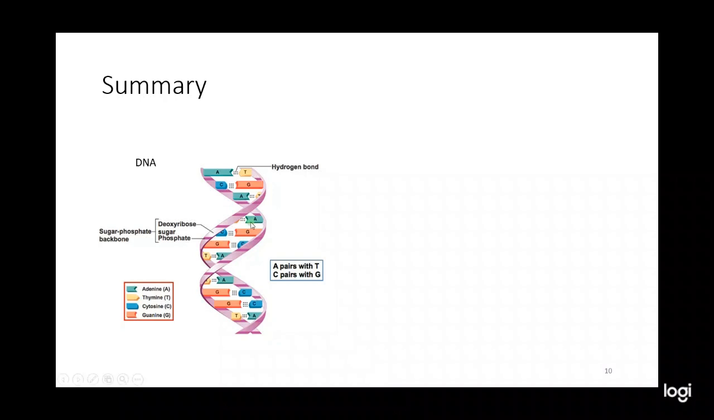Adenine pairs with thymine with 2 hydrogen bonds, and guanine pairs with cytosine with 3 hydrogen bonds. Additionally, DNA strands are anti-parallel with each other. One strand has its 3' carbon up, while the other has 5' carbon up.